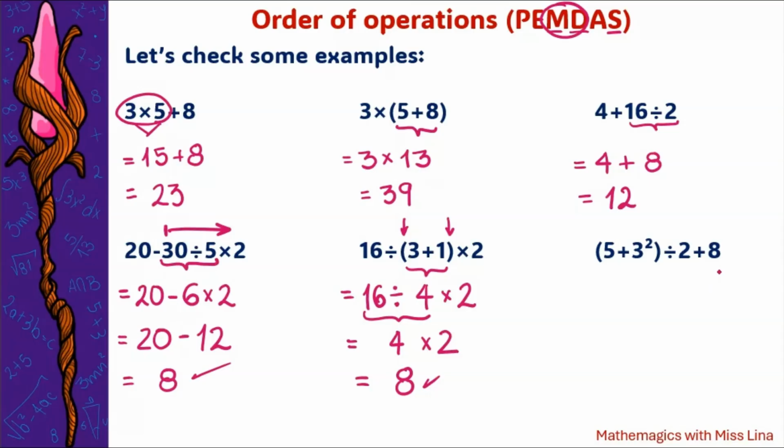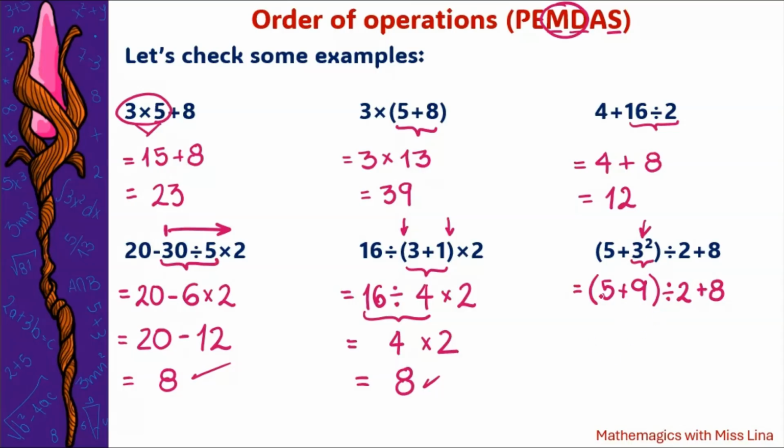Okay, and finally, in this one, we have an exponent, so we're going to do it first. Everything else is going to be the same. So I write the 5, because I haven't done it yet, plus, then I do the square. 3 squared means just 3 times 3, which is 9. So I leave it there. And then divided by 2, plus 8, because I haven't done it yet. I just did the exponent.